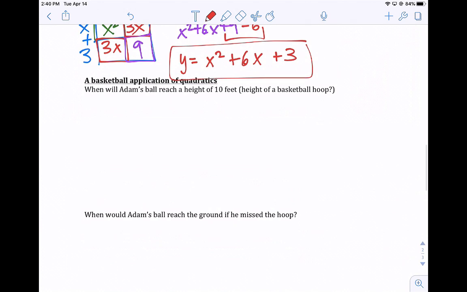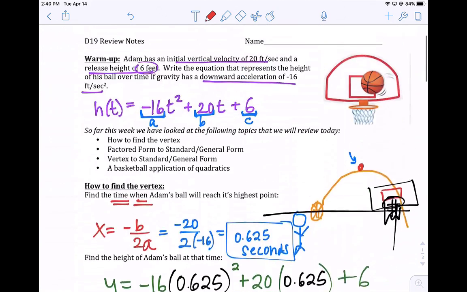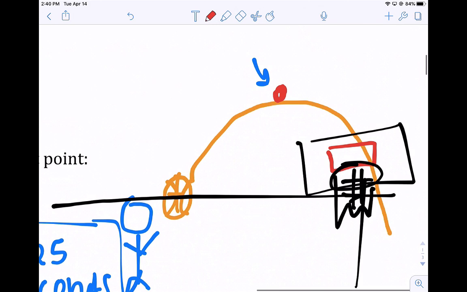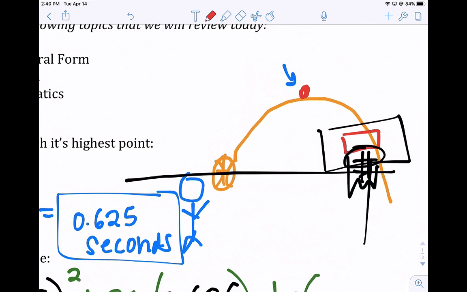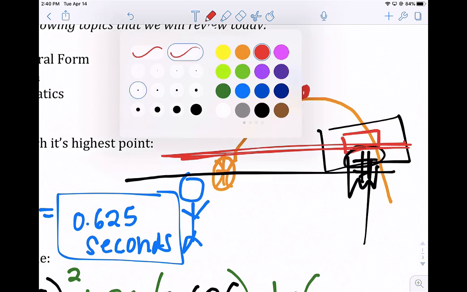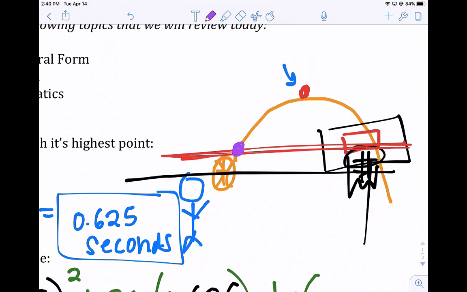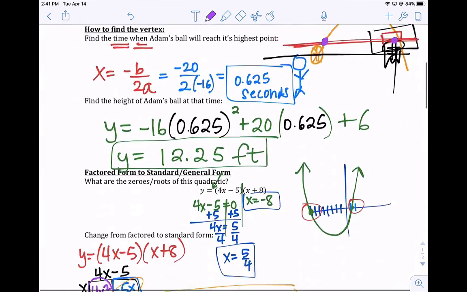So again, basketball applications. When will Adam's ball reach a height of 10 feet, which is the height of the basketball hoop? So if we go back to Adam's problem right here, we have to know how to find the vertex, which we did. But again, here's 10 feet right here. When will it reach a height of 10 feet? And we'll get two answers, right? So it's going to hit 10 feet right away, and then it's going to hit 10 feet again, and hopefully it hits the hoop at that point because the hoop is 10 feet tall.